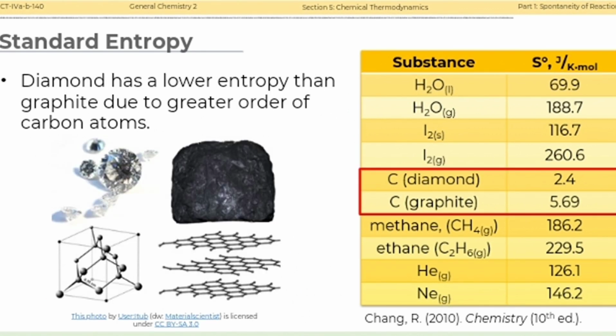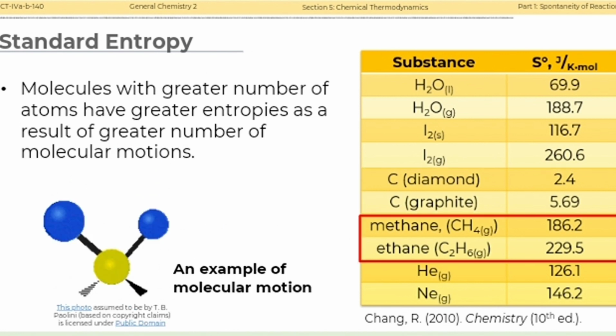Allotropes of the same elements have different entropies. For instance, diamond has a greater standard entropy at a given temperature than graphite as a result of a greater order of carbon atoms in diamond. Molecules with a greater number of atoms have greater entropies as a result of a greater number of molecular motions. Thus, ethane has a greater entropy at a given temperature than methane.